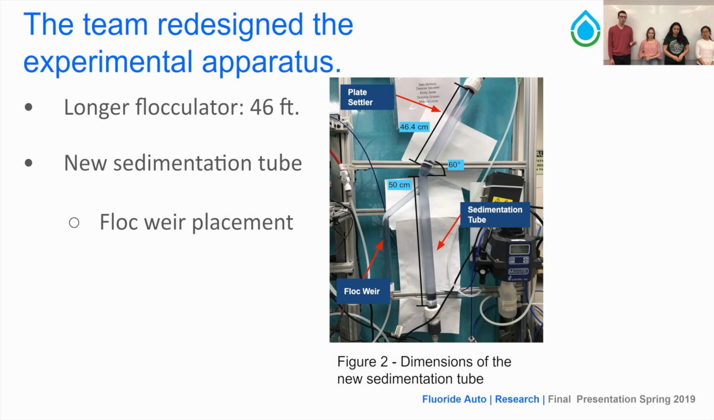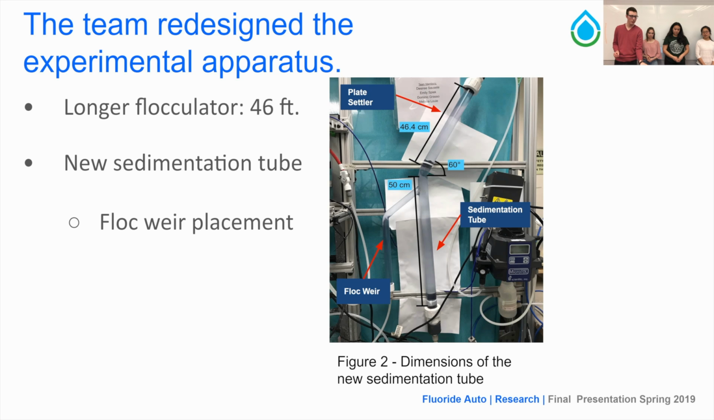As you can see from figure 2, this is our experimental apparatus, which is meant to mimic the way that water, and especially in this part of the treatment process, will move through an agricultural treatment plant in the field. So this new sedimentation tube was changed by altering the position of the flock weir. And the flock weir is where the flocks will move out of the system.